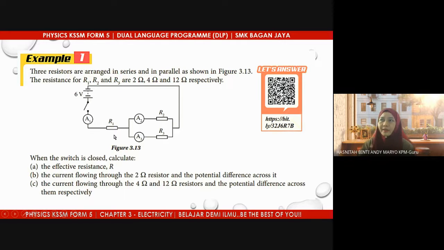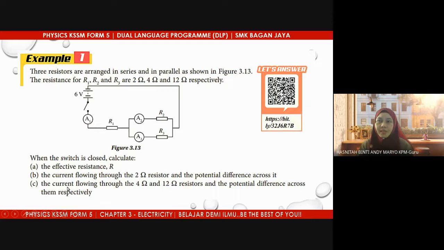So you are given the value of the resistance for each. R1, the resistance is 2 ohm. R2 is 4 ohm. R3 is 12 ohm, respectively. Okay. So the first question, find the effective resistance in the circuit. Second, find the current flow through the 2 ohm resistor, meaning R1. And find the potential difference across resistor R1.